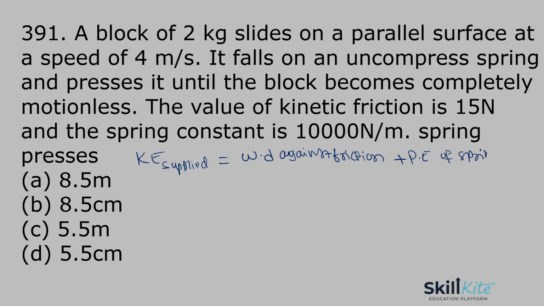So the kinetic energy formula is half m v square, which equals F into x, where x is the compression of the spring, plus half k x square. Here mass given is 2 kg, velocity 4 meters per second, force of the kinetic friction 15 Newton, spring constant 10,000. So we'll substitute those values.